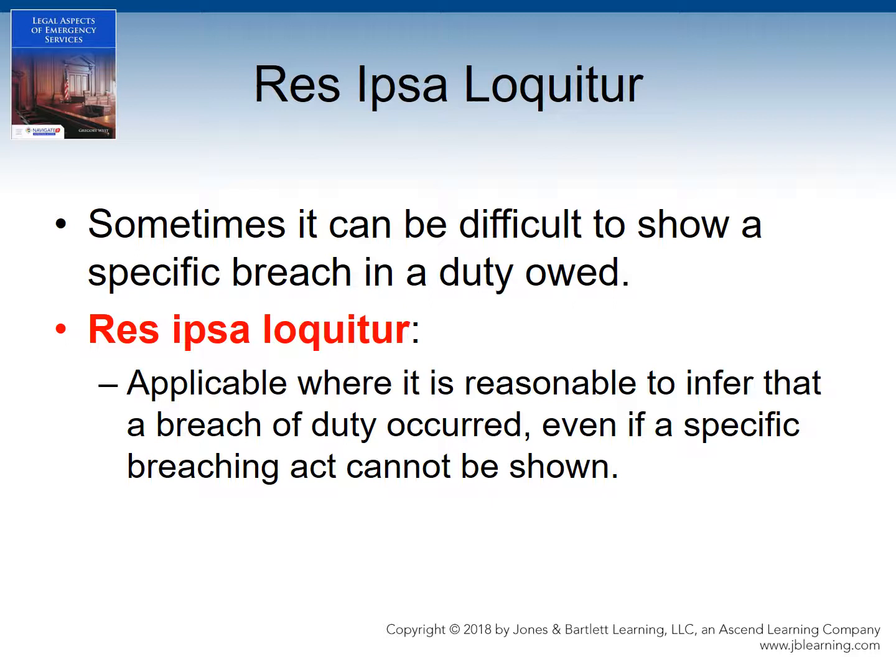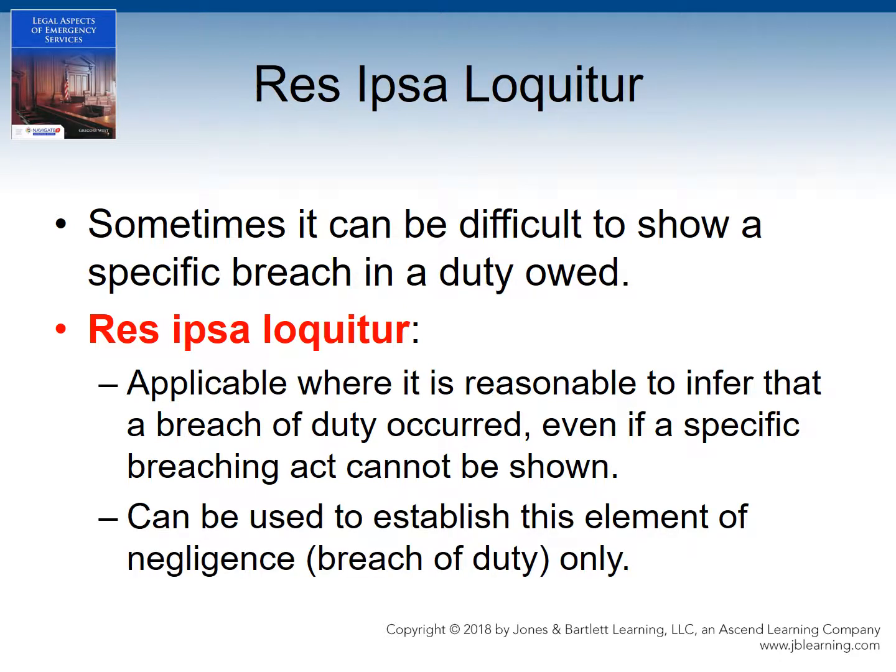Just to be clear, all this does is establish the breach of duty. The other three elements of negligence must still be proven to support a claim of negligence. Thus, res ipsa loquitur is not necessarily a silver bullet that proves a negligence case. All it does is establish the breach of duty, assuming one existed. Causation and damages must still be proven.